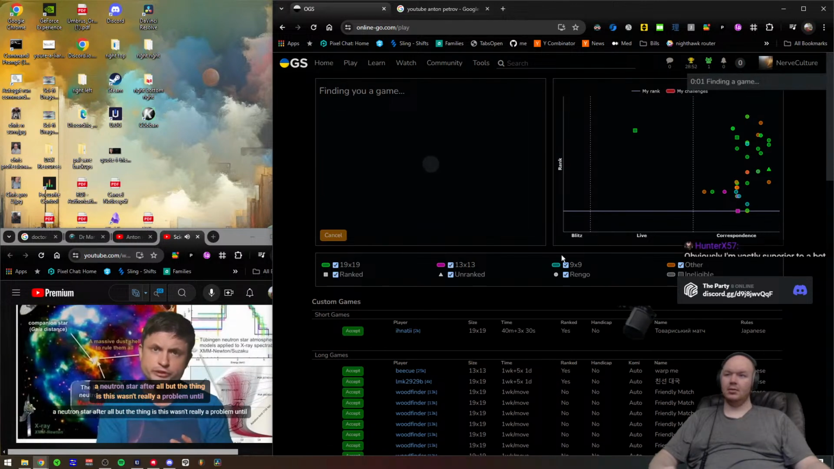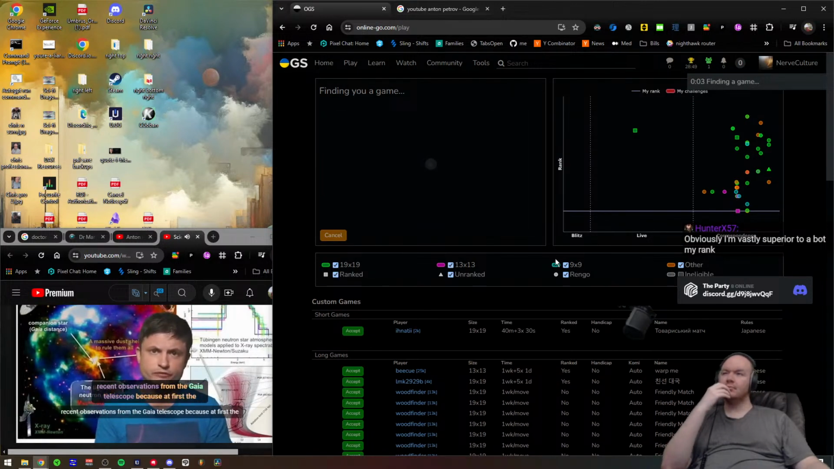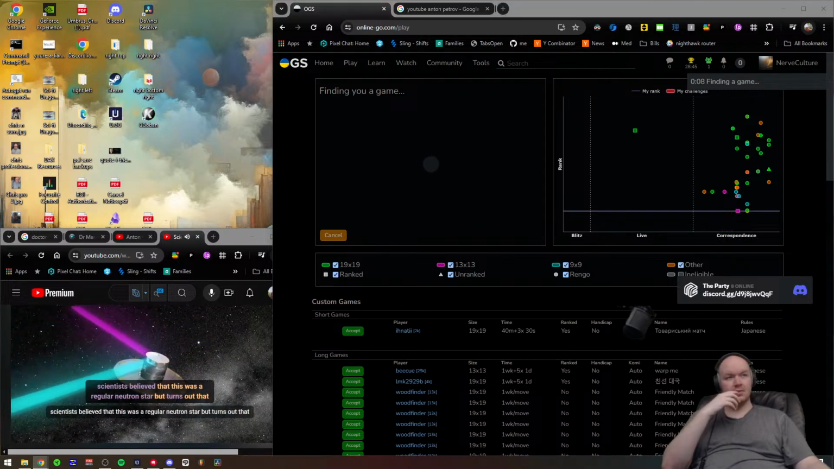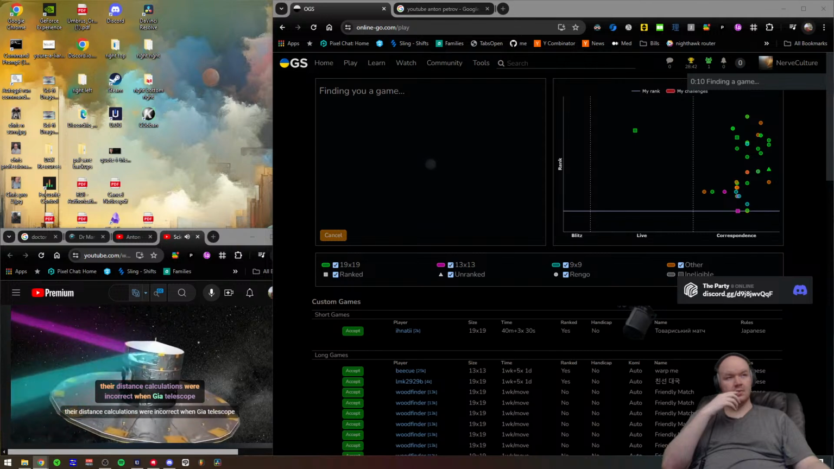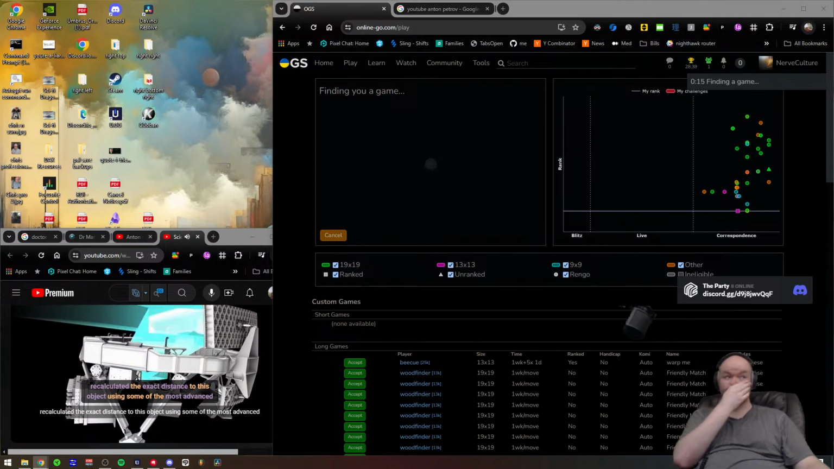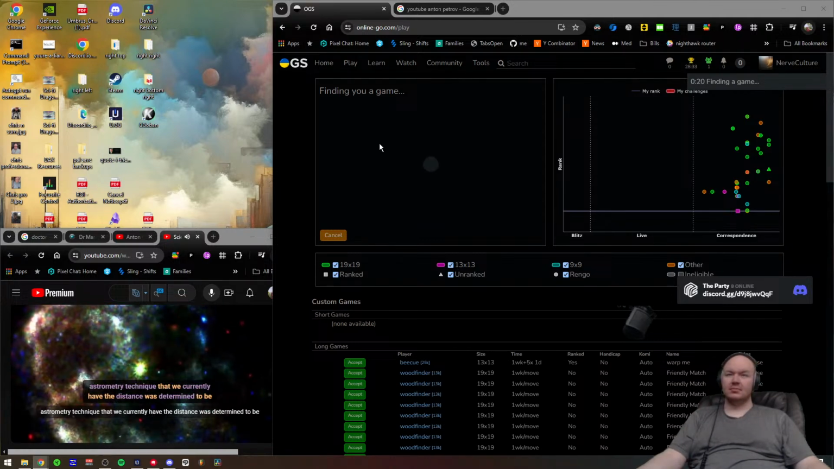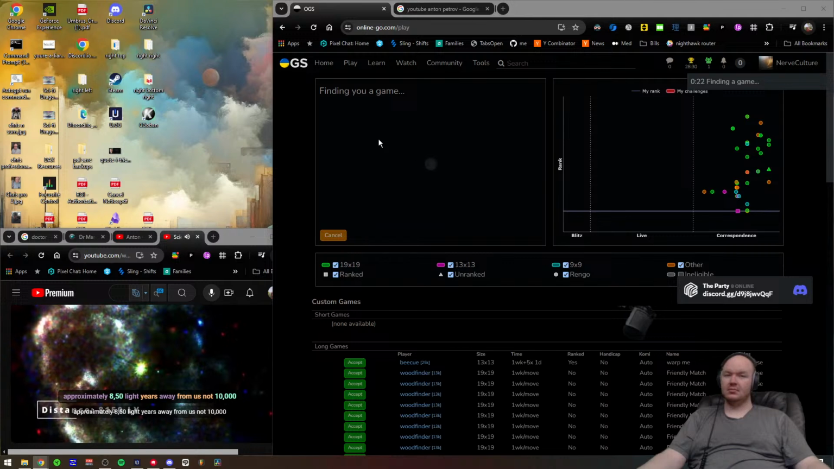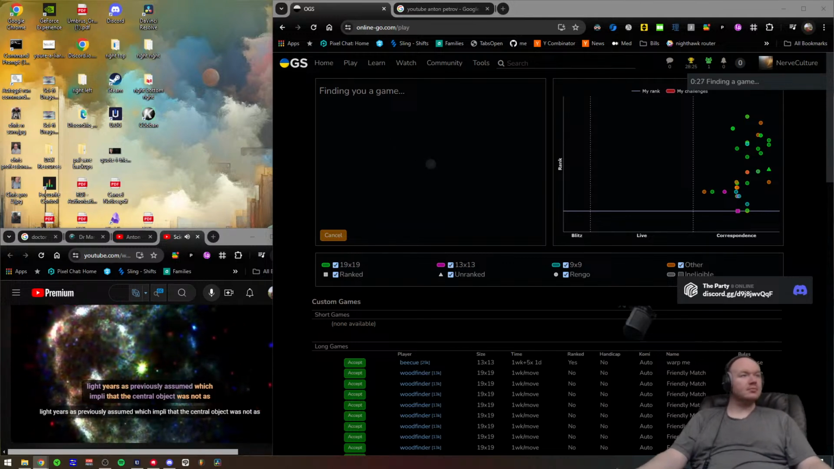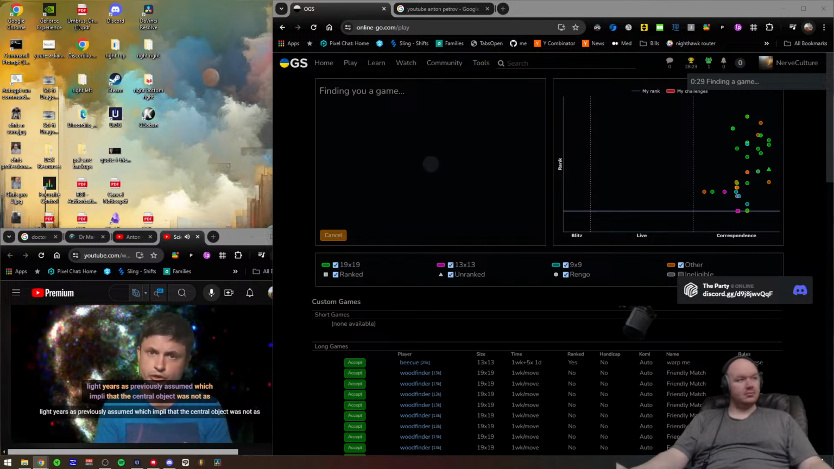But the thing is, this wasn't really a problem until recent observations from the Gaia telescope. Because at first the scientists believed that this was a regular neutron star, but it turns out that their distance calculations were incorrect. When the Gaia telescope recalculated the exact distance to this object using some of the most advanced astrometry techniques that we currently have, the distance was determined to be approximately 8,150 light years away from us, not 10,000 light years as previously assumed, which implied that the central object was not as massive as initially thought, and really implied that this was the lightest neutron star ever found.